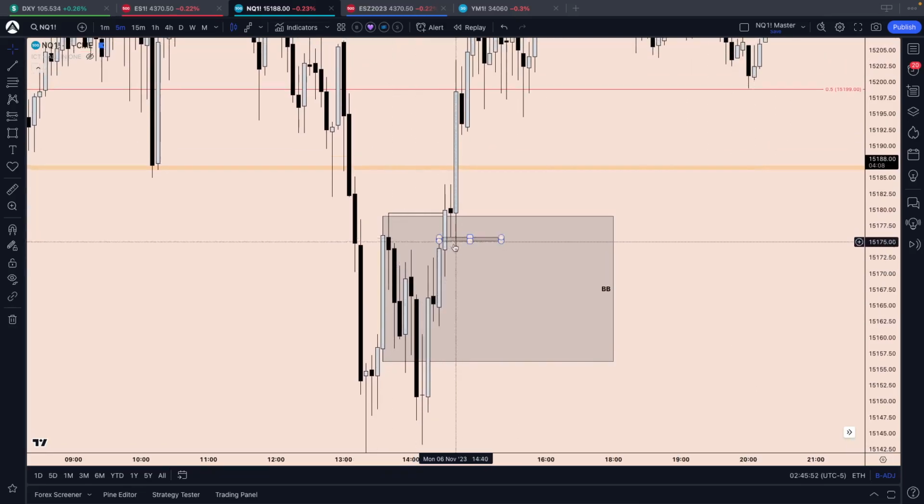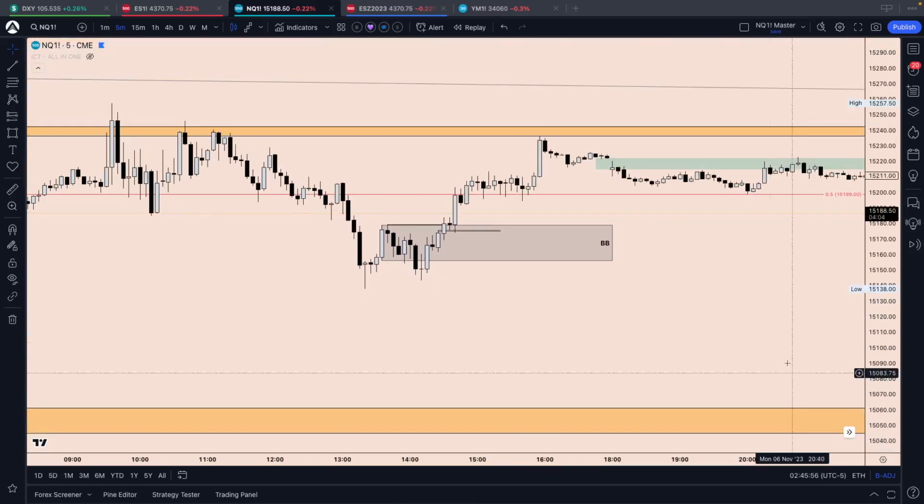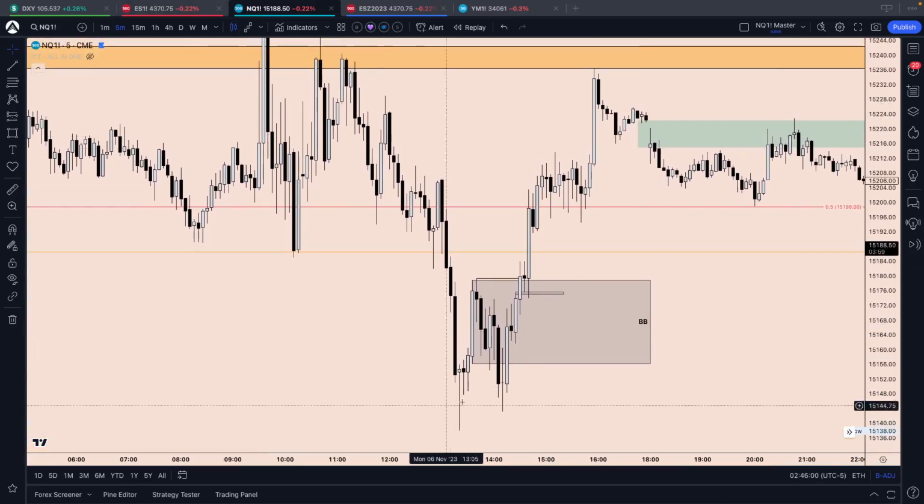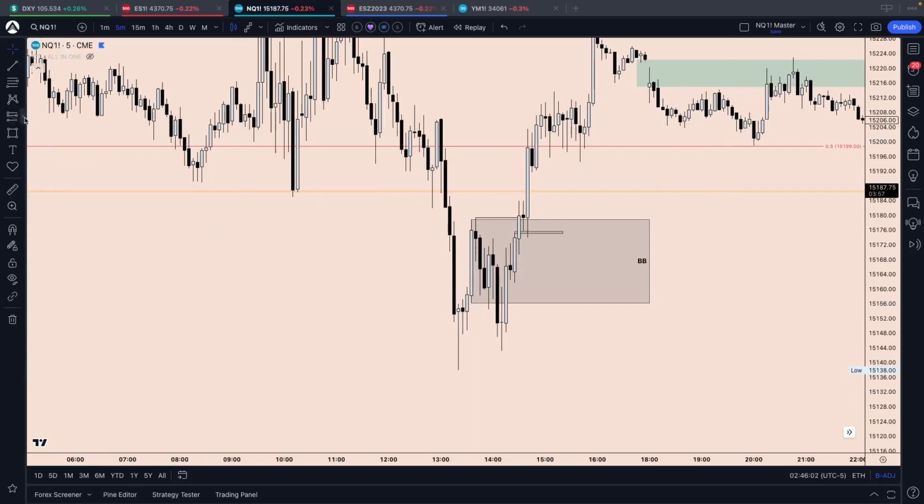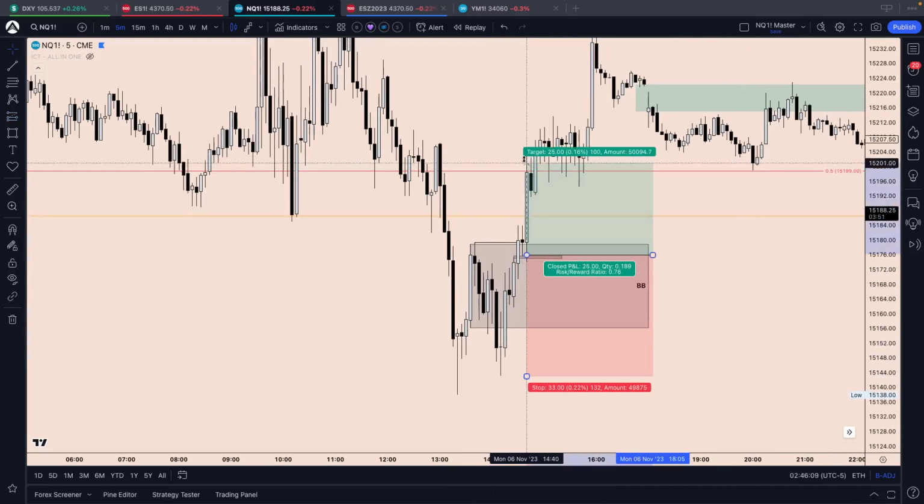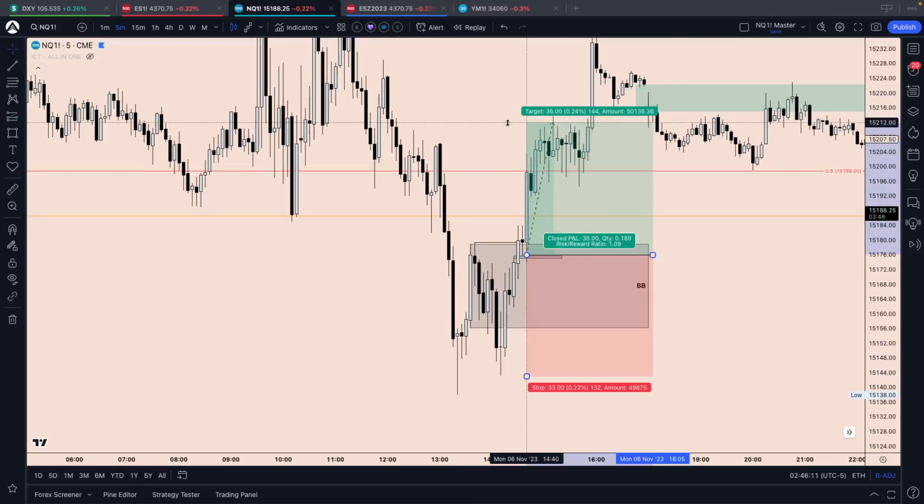Perfect protocol. We place our limit order. Stop loss would really have to be a bigger one, because we haven't had the big daily range. Entry would have looked something like this right here on that fair value gap. Stop loss below the low. Target a 1-to-1. Would have been hit pretty quickly.